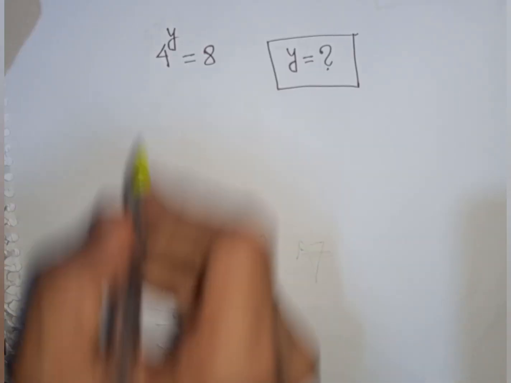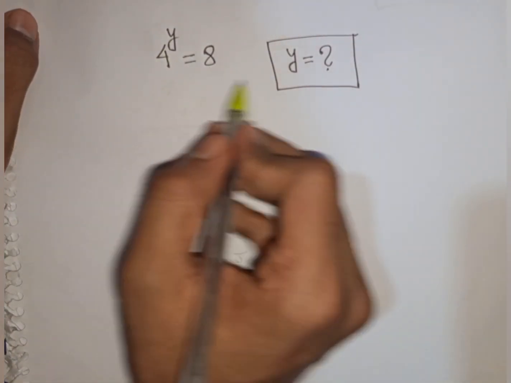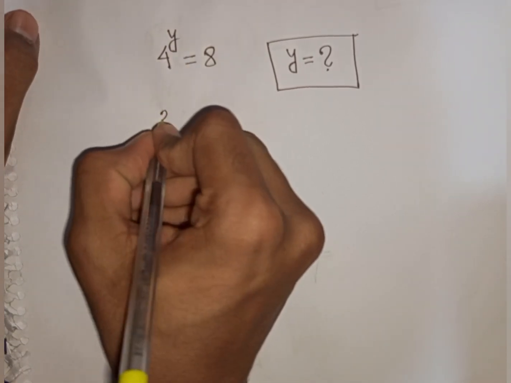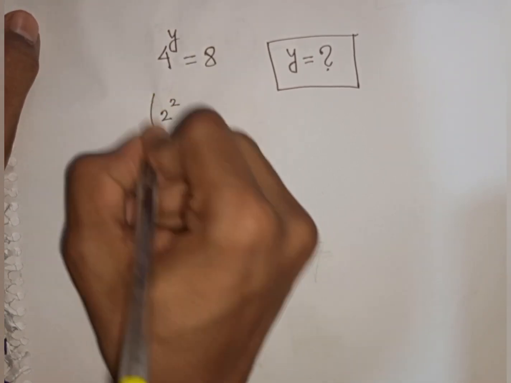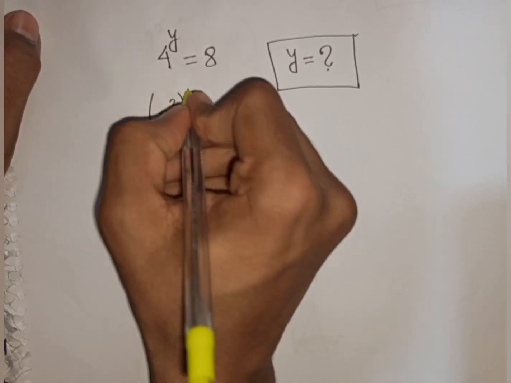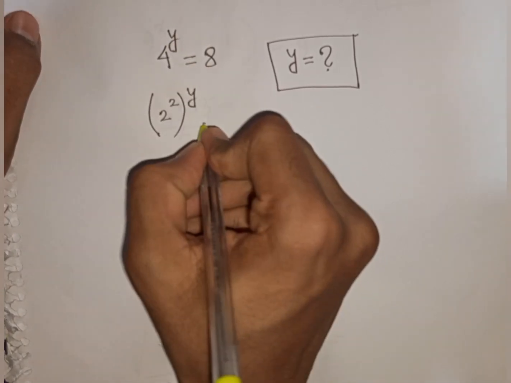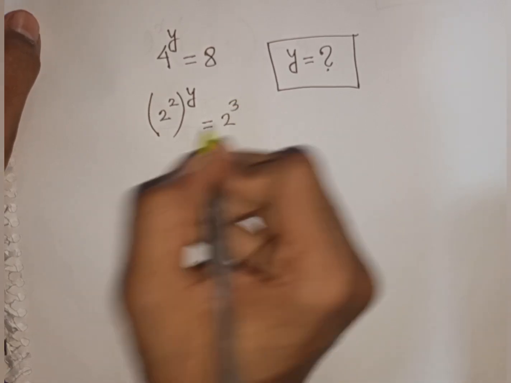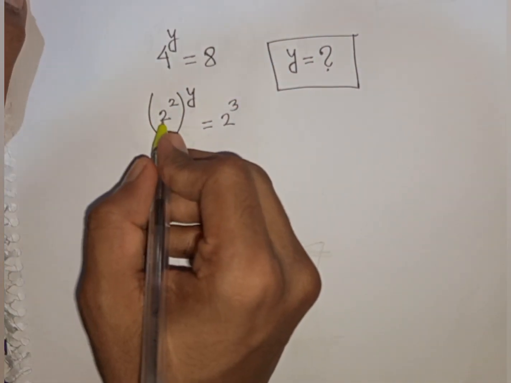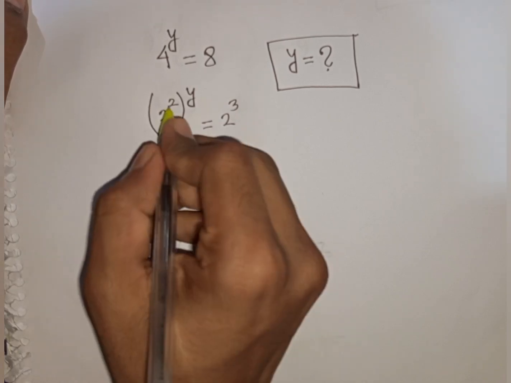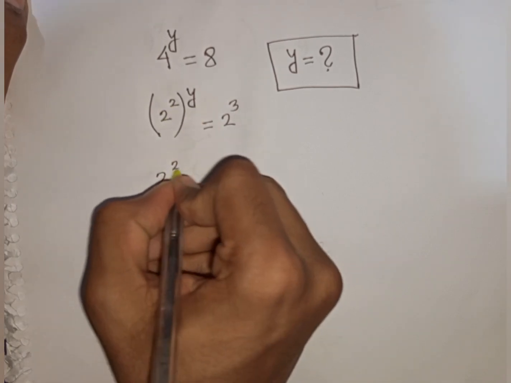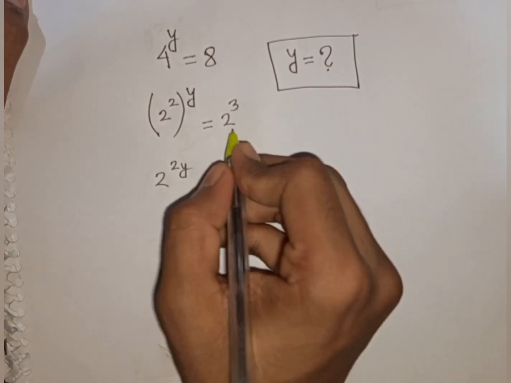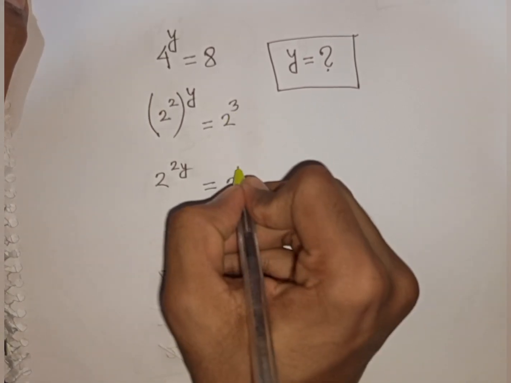How to solve 4^y = 8. Find the value of y. So 4^y is the same as (2^2)^y, and 8 is the same as 2^3. Now we can write 2^(2 times y), that means it will be 2^(2y) is equal to 2^3.